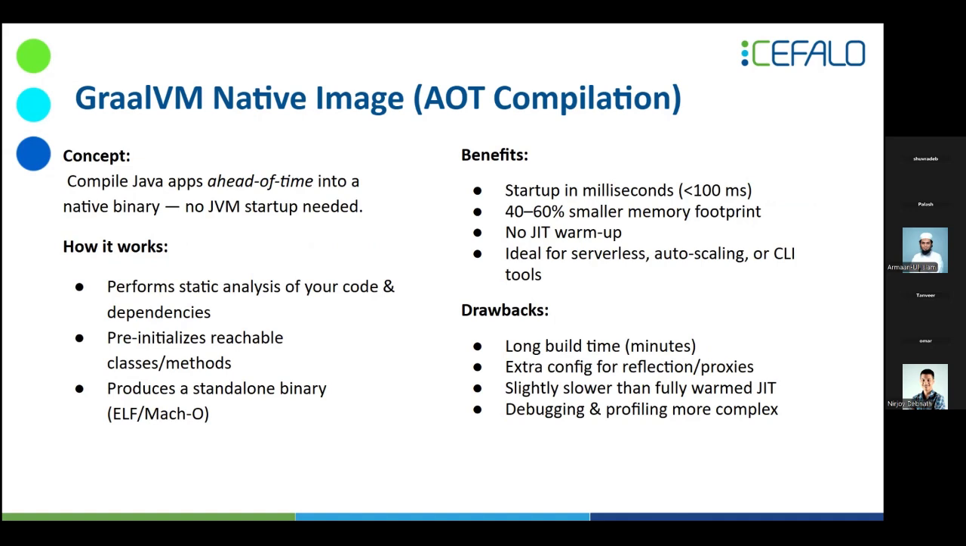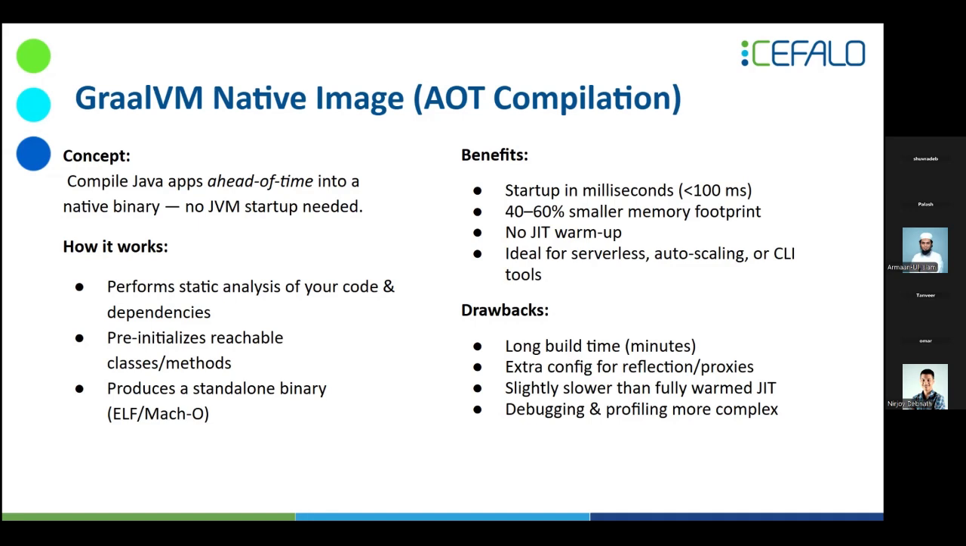And the last point I mentioned was the GraalVM native image AOT compilation. It is still a new technology, or a new way of initiating your Java application. It doesn't need any JVM. So how does it work? It works by performing some static analysis of your code and dependencies. It then pre-initializes those reachable classes and methods and produces a standalone binary. So basically, it just gives you a binary. It doesn't interpret your code. It just compiles and gives you a binary format, which you can run.